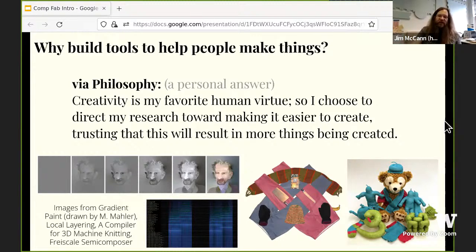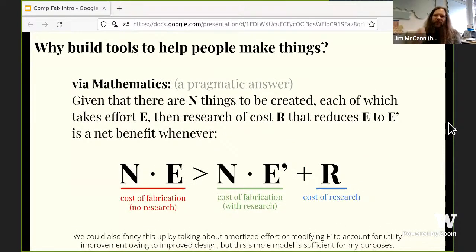And you can see this throughout my research career, from early stuff on painting systems, layering systems, to more recent stuff on fabrication, and even side projects on audio engineering and composition without scales. But for you, and what I'm going to talk about for the next 9.5 minutes, I have a more mathematical answer, a more pragmatic answer.